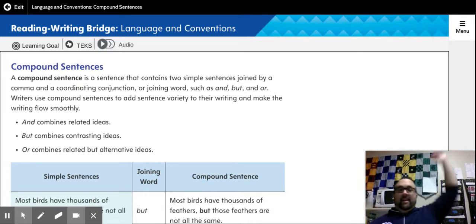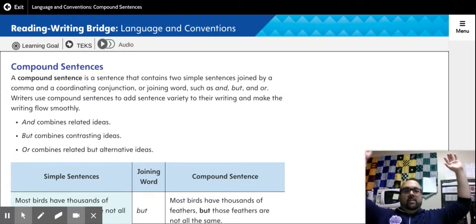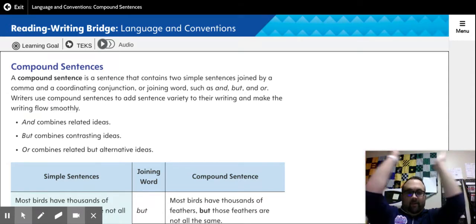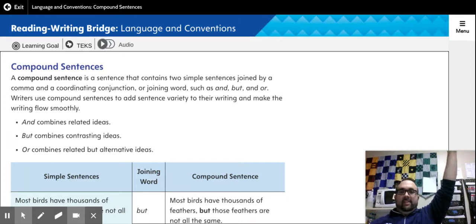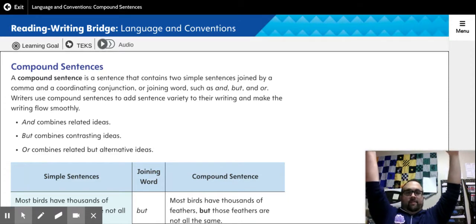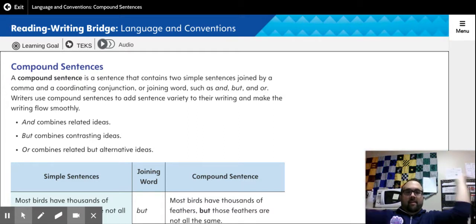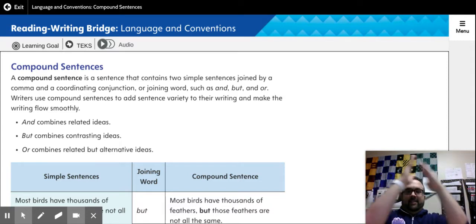So we're going to raise our hand up and we're going to call this part one. We're going to raise our other hand up and call this part two. And what goes in the middle? And, but, or. Part one, part two. What goes in the middle? And, but, or. Say it with me. Comma, and, but, or.